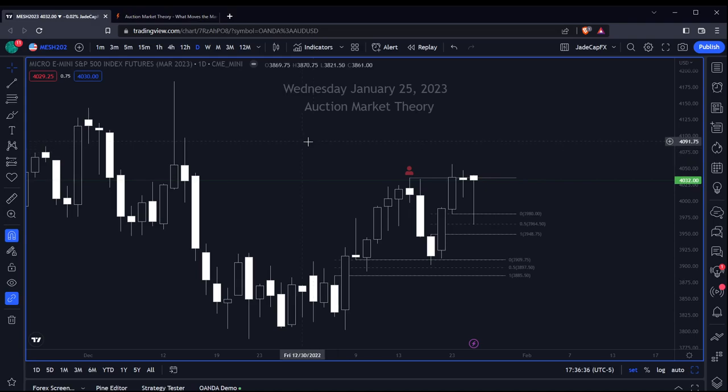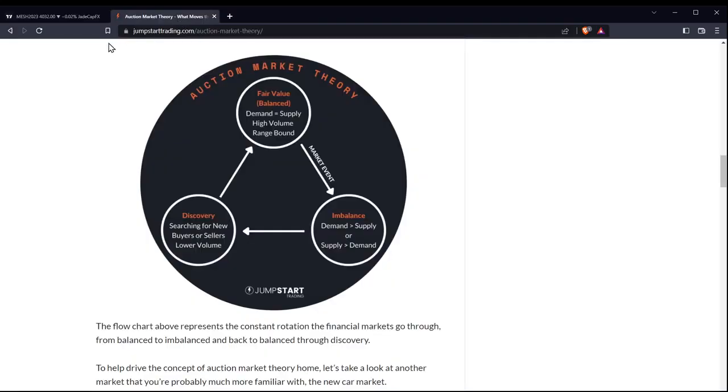So, what is an auction market? An auction market, we need a buyer and a seller, and between those buyers and sellers is going to cause some type of imbalance. So, the market is always going to seek balance and is always going to try and discover what is premium and what is discount. So, if I flip over to this, this was probably the simplest example that I had found. So, where does auction market theory come into play?